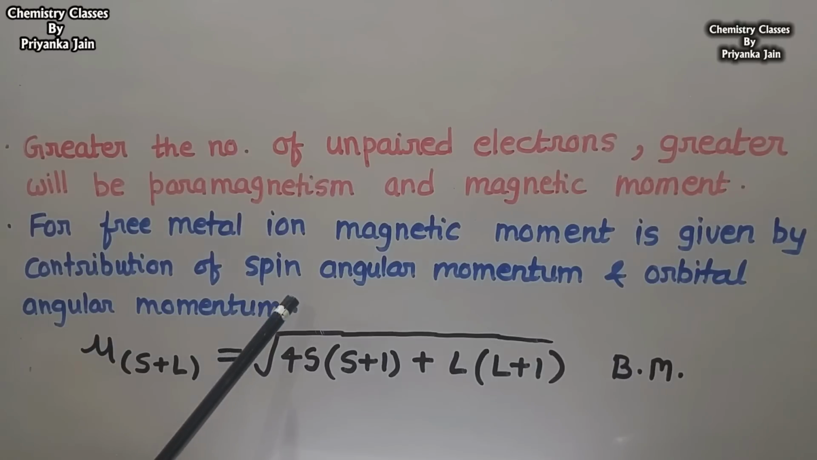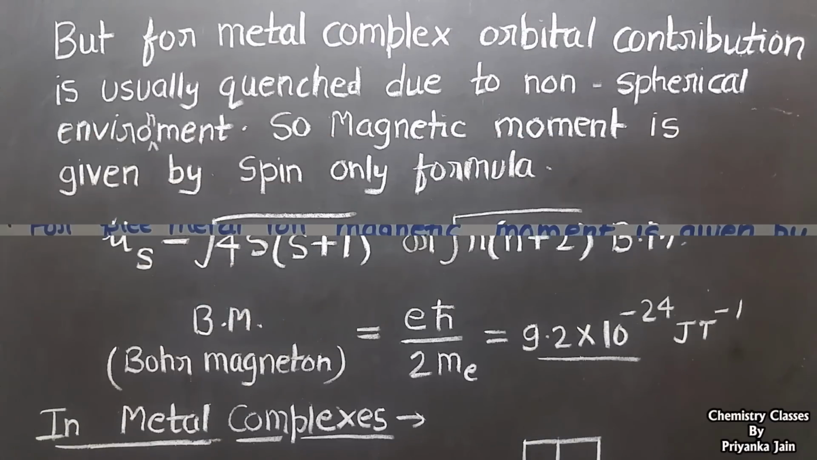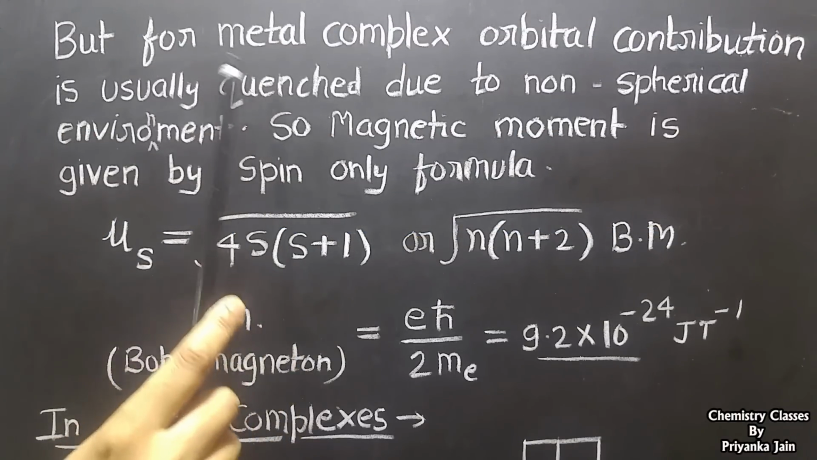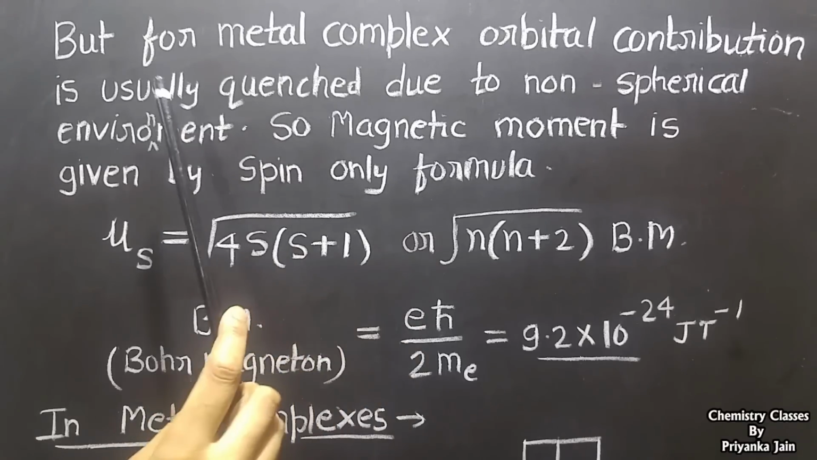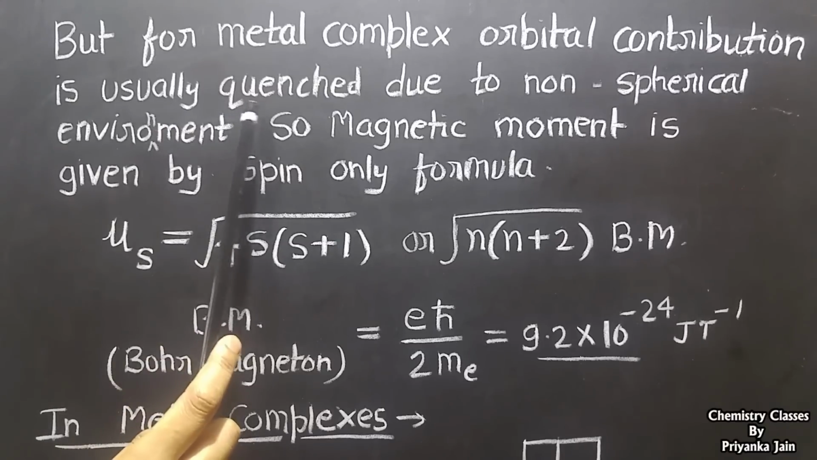Because there is spin orbital coupling, the total magnetic moment is given by the square root of 4S(S+1) plus L(L+1), where S is the spin quantum number and L is the angular or orbital quantum number, and BM is the Bohr magneton. In a metal complex, when the metal gets complexed, the orbital contribution to the magnetic moment is usually quenched. It means it becomes equal to 0.